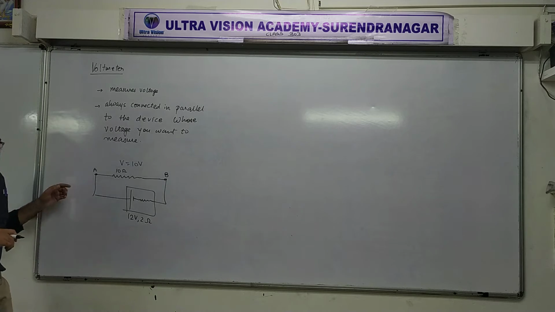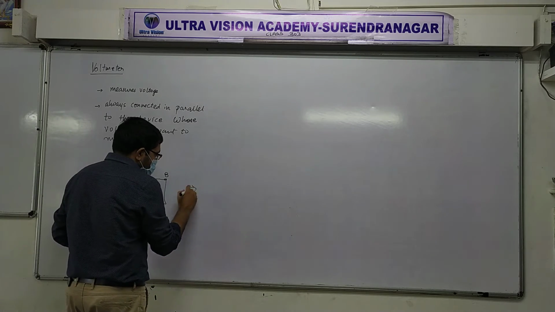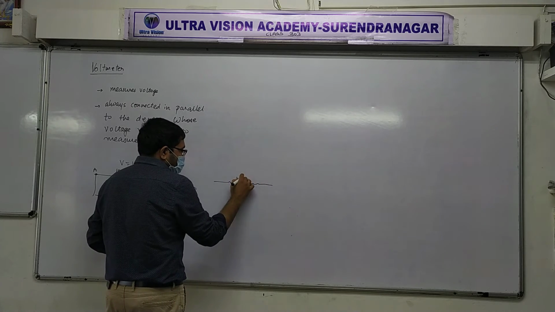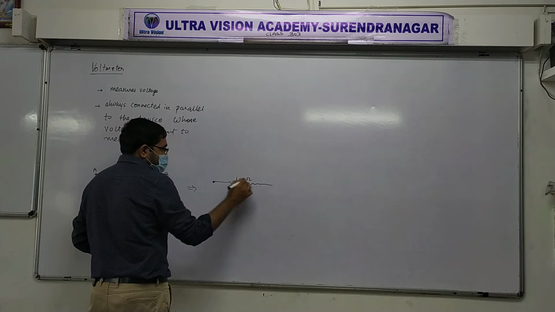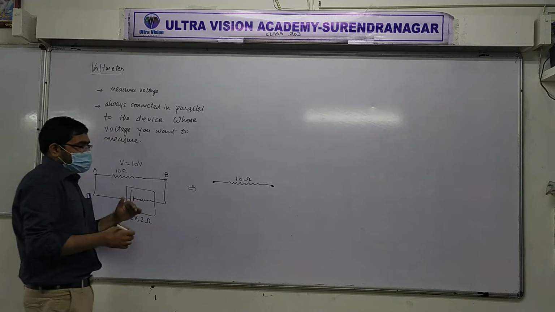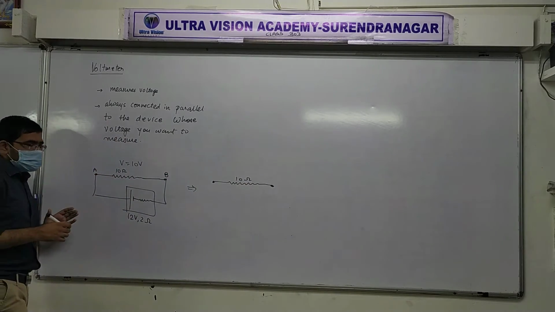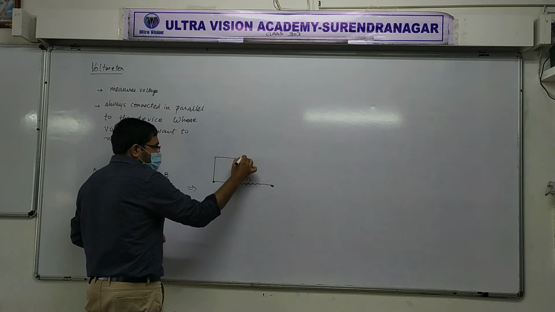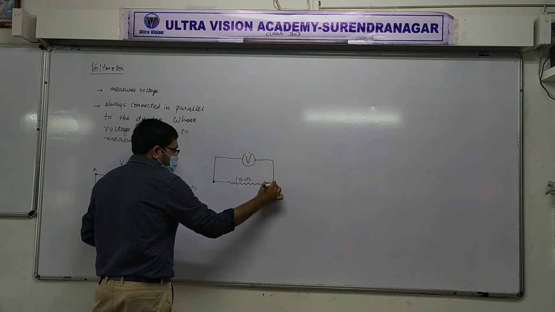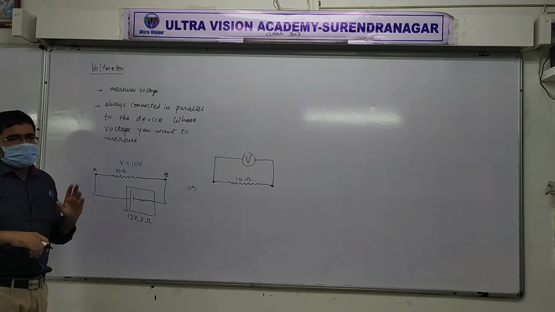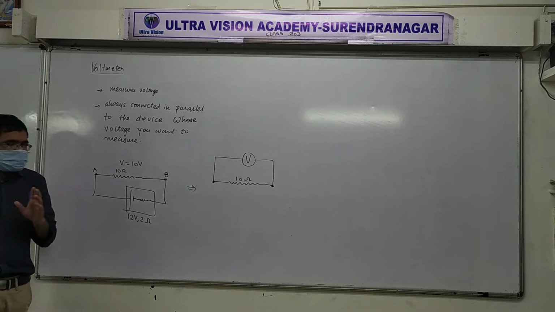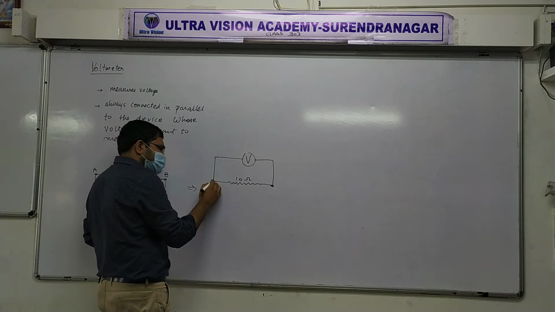Calculate it. Now let's say we want to measure it. So we will connect a voltmeter. What will we connect? A voltmeter. And where will we connect it? In parallel to the device across which you want to measure. So I want to measure the voltage for this resistor. Then connect it in parallel. Did you understand? This is the symbol of voltmeter. V in a circle. Got it? I will draw it. The rest of the circuit is the same.